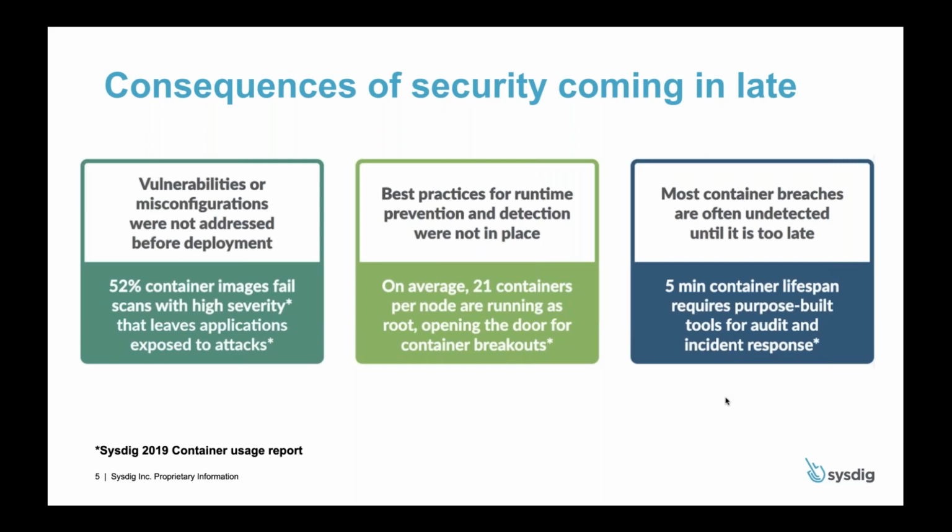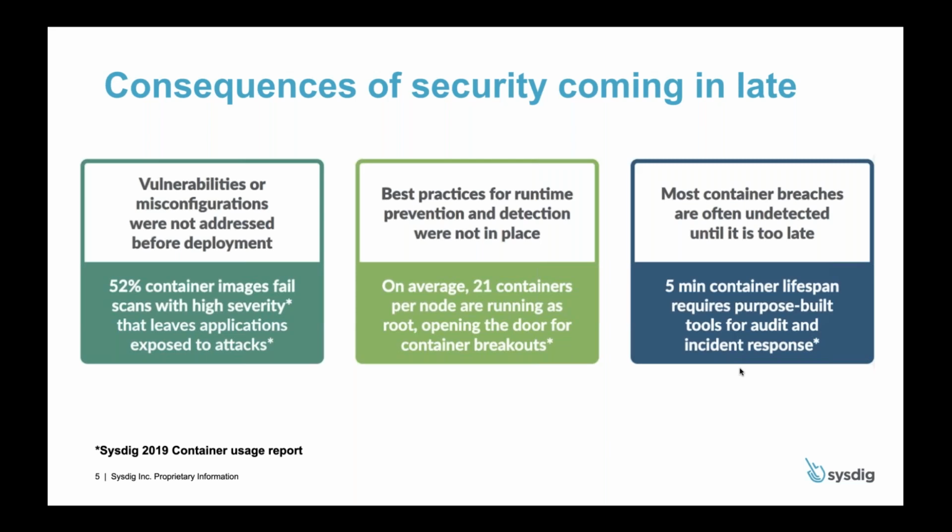In addition to that, people think about image scanning as the first step, but that's not the only element of security. You also need to have some sort of runtime security and incident response in place. And what we found from our analysis was a lot of times teams don't have best practices for runtime detection and prevention. And on average, we found over 21 containers per node were running as root, opening the door for potential container breakouts.